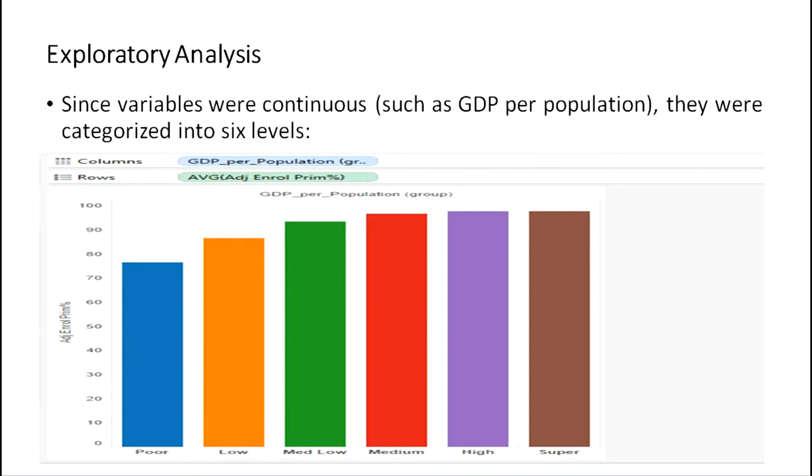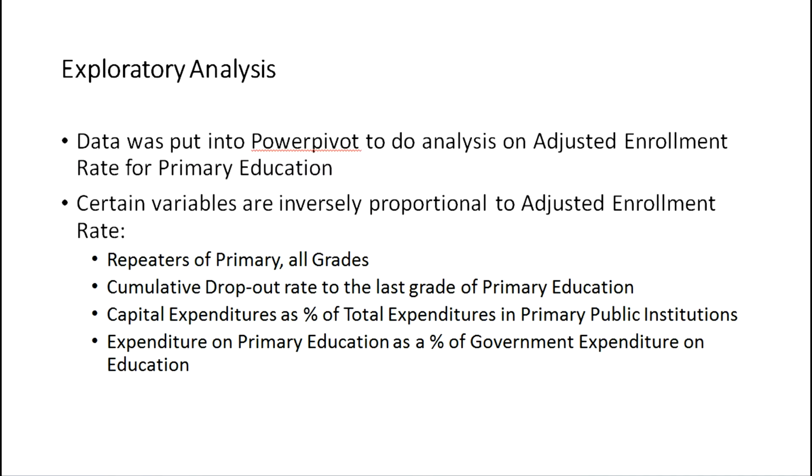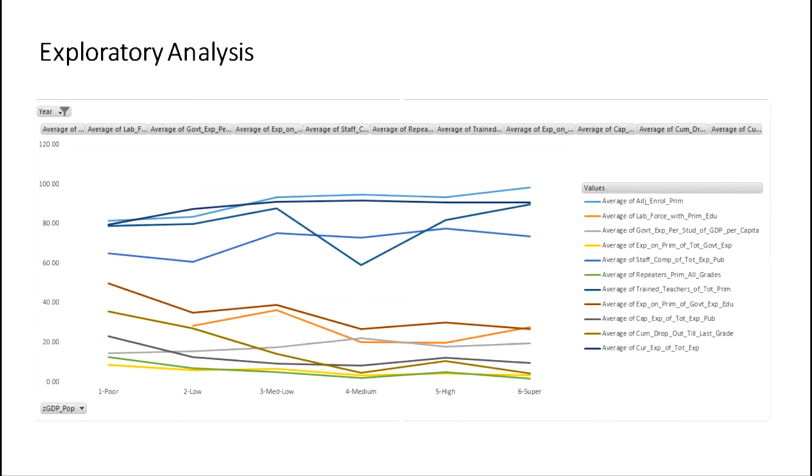As part of the exploratory analysis, like we said earlier, we divided the independent variables into different levels. Over here we have GDP per population, broken into six variables, starting from poor and going to super high. And as you can see, as GDP per population grows, so does the enrollment in primary school. Then we put the data into Power Pivot to do an analysis on the adjusted enrollment rate for primary education. I'm going to show here.